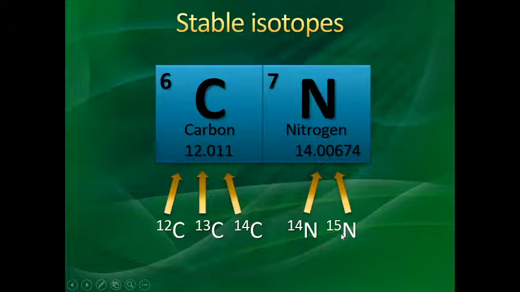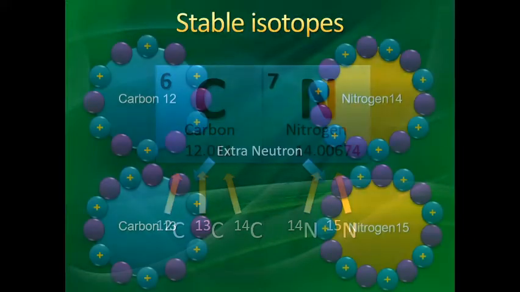Nitrogen 15 is also stable, meaning it won't radioactively decay. Given that these isotopes exist, this number is an average. So if we see 14.0067, that means very, very little of nitrogen is nitrogen 15. Very, very little of carbon is carbon 13. Even less of it is carbon 14. So what does this mean?